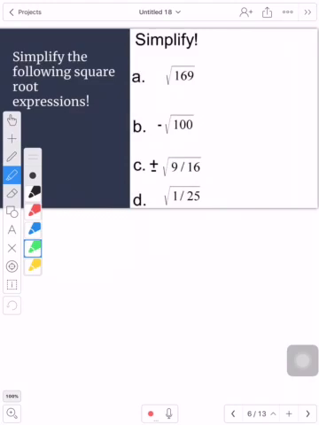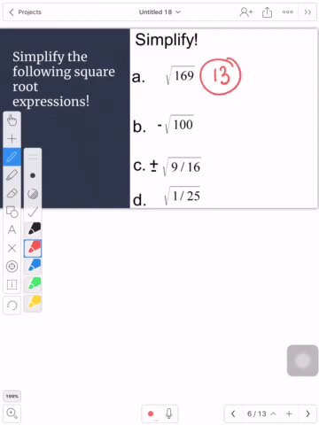All right, let's go ahead and try some of these. Simplify the following square root expressions. In these problems, you're going to want to be careful to answer positive or negative or both positive and negative based on what you see. So this first question is, what is the square root of 169? Again, we're saying what times itself equals the number underneath the radical. And so 13 times 13 is 169. So my answer here is 13.